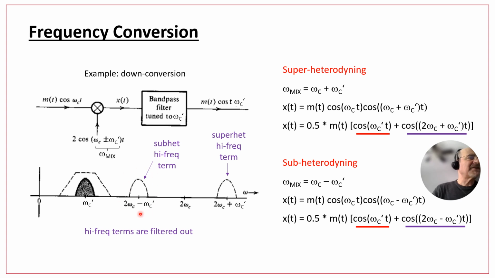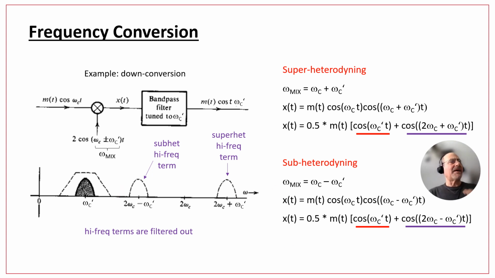For the sub-heterodyning option, that product is at 2 omega c minus omega c prime, and for the super-heterodyning option, the term is at 2 omega c plus omega c prime. Those terms are filtered out by this bandpass filter, whose response you can see here. It's a bandpass filter centered at omega c prime, which gets rid of these byproducts.